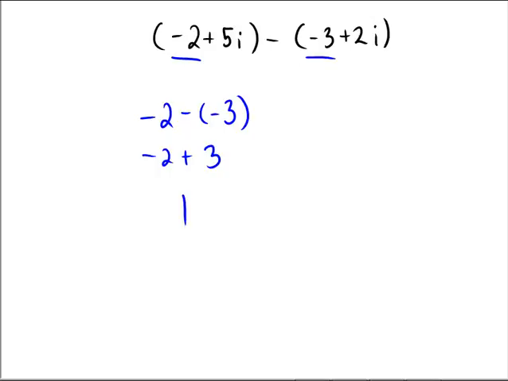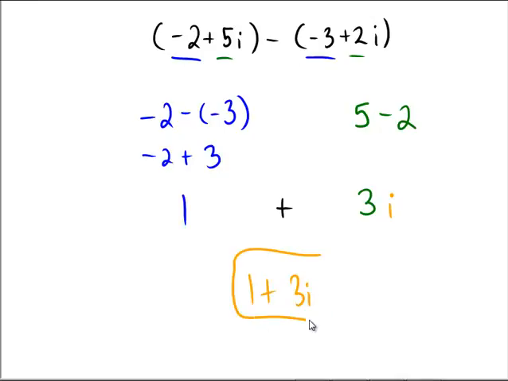On the other side we have 5 minus the number 2, and 5 minus 2 is just 3, and that's on the imaginary part. And so we'll just simply add those together, and the final answer would be 1 plus 3i.